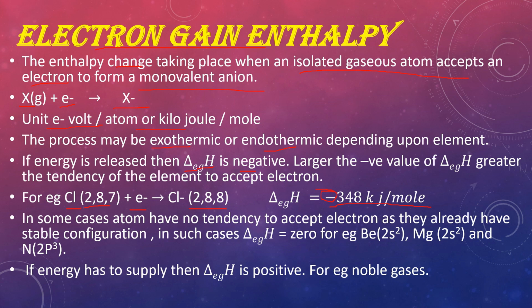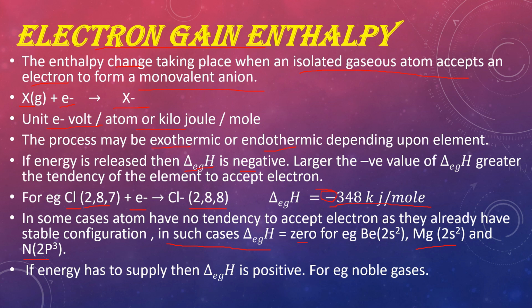Now in some cases, atoms do not have any tendency to accept an electron because they already have a stable configuration. In such cases, the value of enthalpy change may be 0, or slightly negative, or it may be positive. For example, in case of beryllium, configuration 2s2, that is a stable configuration. Then in case of magnesium, again a stable configuration 2s2. In case of nitrogen, again a stable configuration 2p3. In such cases, the electron gain enthalpy is almost 0 or very slightly positive.